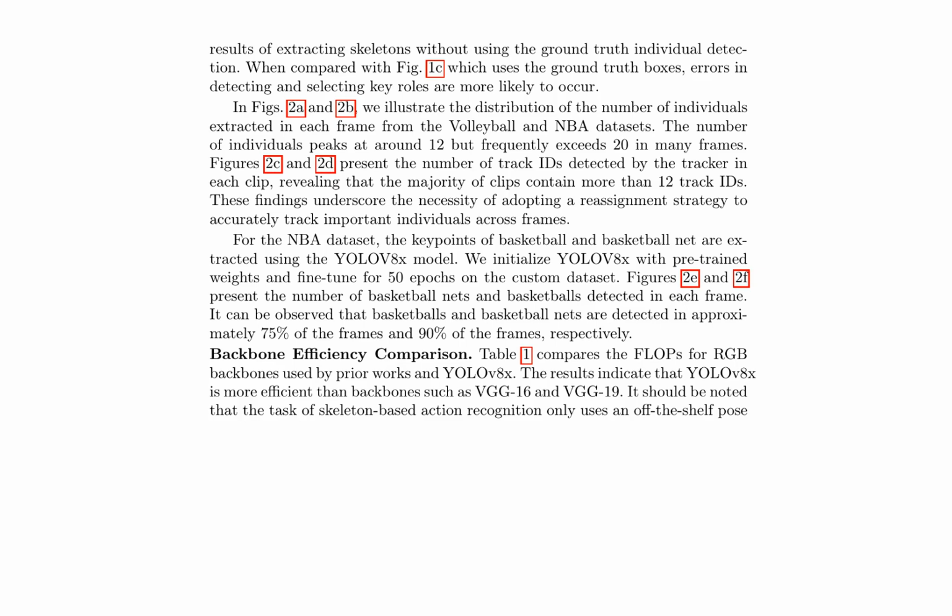A comparison of the FLOPs for RGB backbones used by prior works and YOLOv8x is provided in Table 1. The results indicate that YOLOv8x is more efficient than backbones such as VGG16 and VGG19. This is particularly relevant for the task of skeleton-based action recognition, which only uses an off-the-shelf pose estimation model.